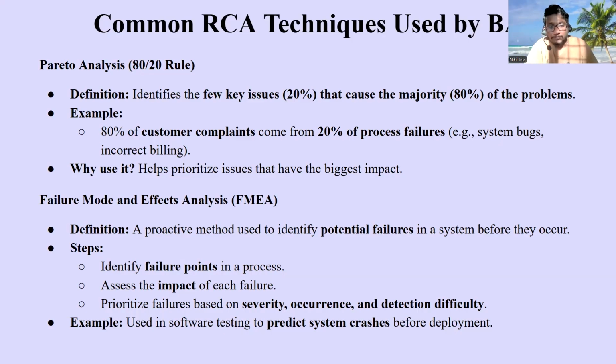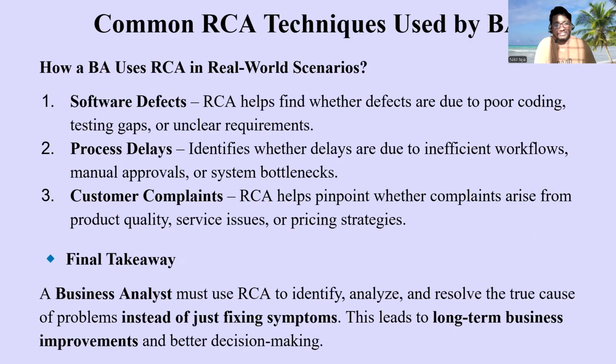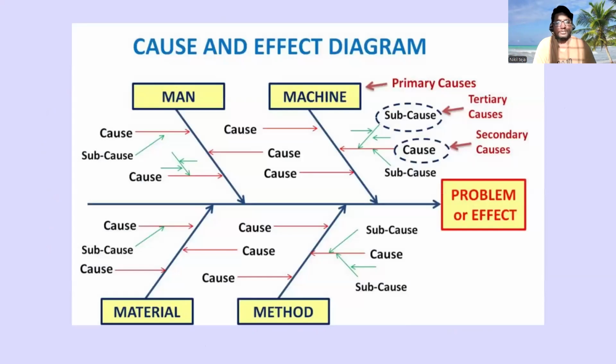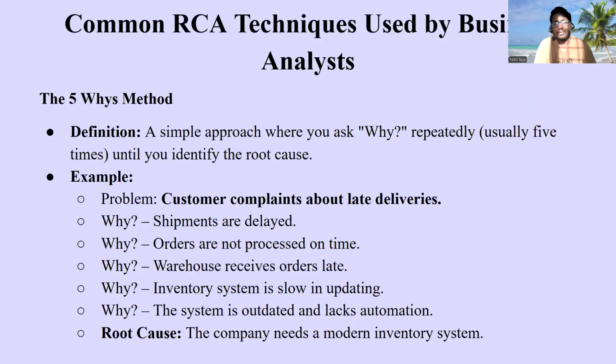So steps: identify failure points in a process, assess the impact of each failure, prioritize failures based on risk. You can do the research on failure mode and effect analysis. I'm not finding it interesting. As per the principle, the fishbone diagram as well as the five whys method.